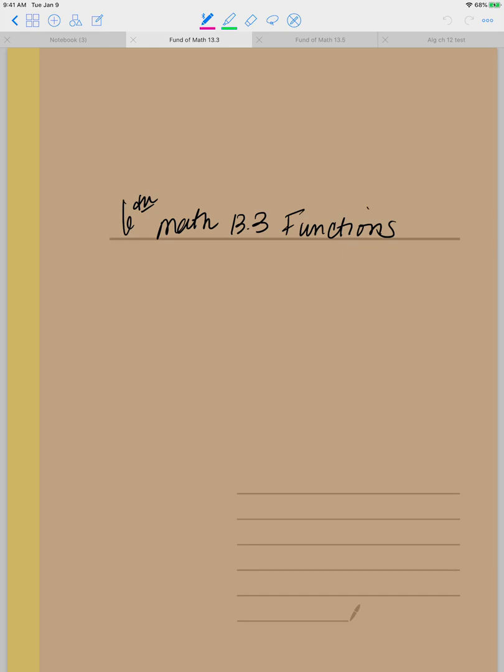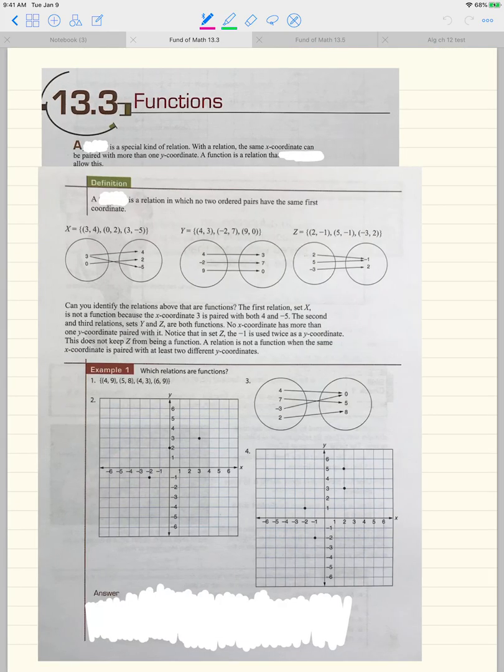All right, sixth grade, continuing on in chapter 13, and today we are going to be talking about functions. So a function is a special kind of relation. We started talking about relations yesterday. With a relation, the same x-coordinate can be paired with more than one y-coordinate. We saw that a couple times yesterday. However, a function is a relation that does not allow this, okay?